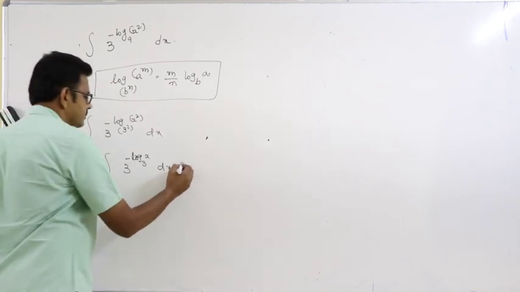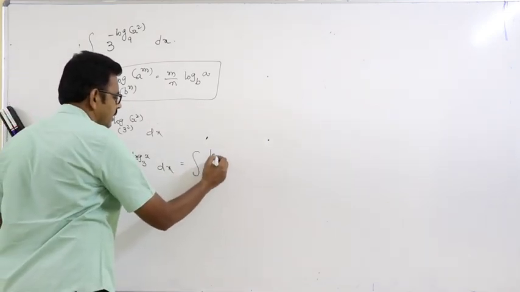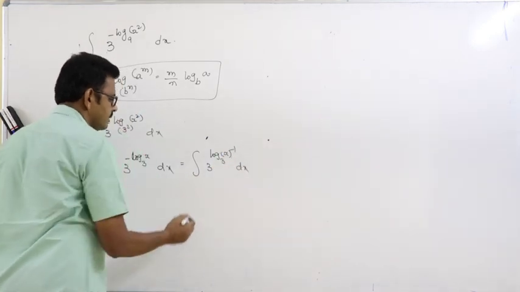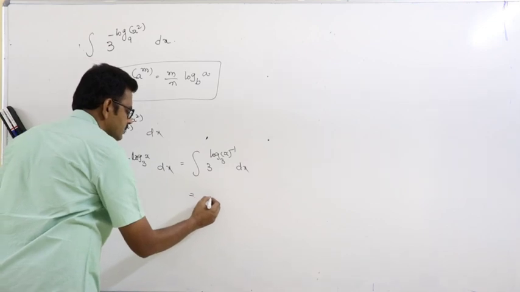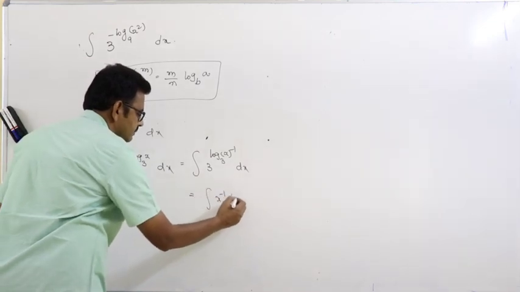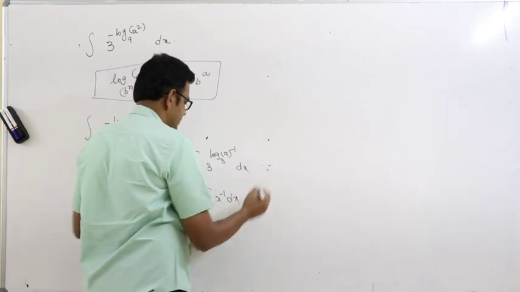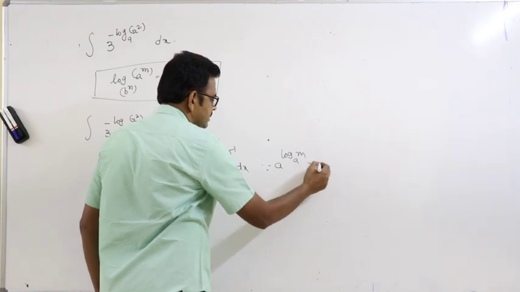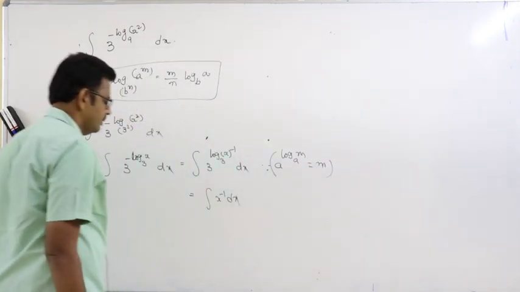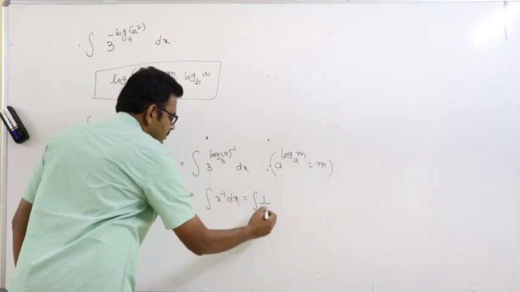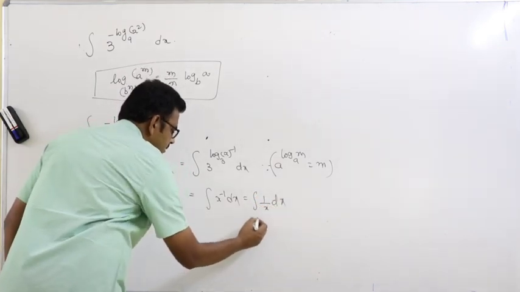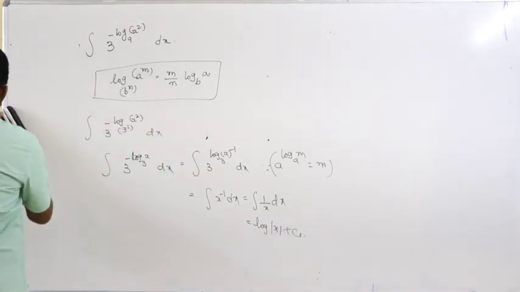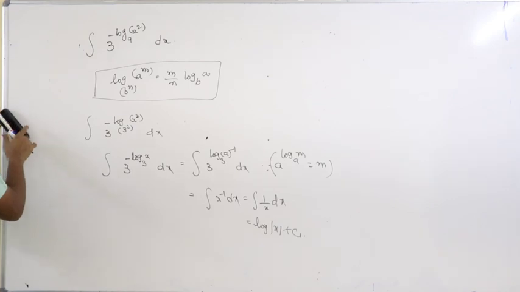That is equal to integral 3 power log of x power minus 1 base 3 dx. That is equal to integral x power minus 1 dx. Here, since it is a to the power of log m base a is equal to m format, that is equal to integral 1 by x dx. Integral of 1 by x is log of mod x plus c.